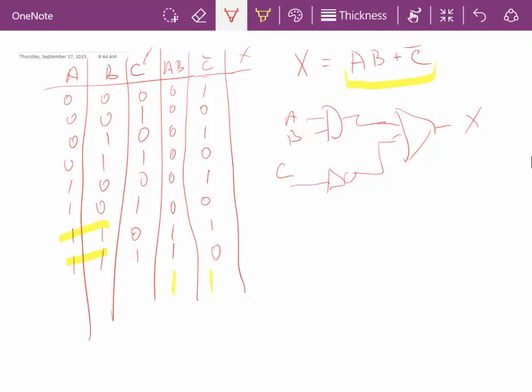So if either of these two columns here is high, the output is going to be high. So here, this is a 1, here it's going to be a 0, here a 1, here a 0, here a 1, here a 0, here a 1, and here a 1. So that's the output of this function right there. So it's fairly straightforward. You do that.